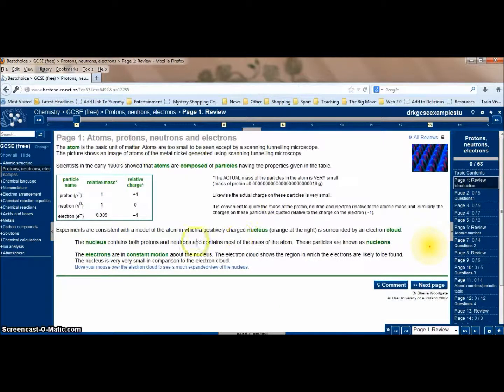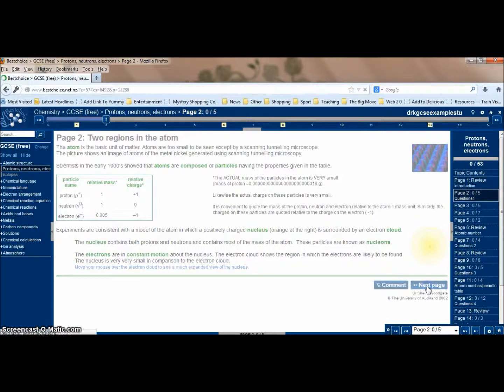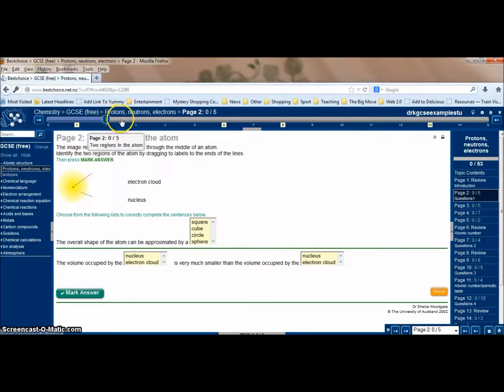They have what they call a review page here, which is a bit of information about atoms, protons, neutrons, and electrons, for instance. You can print that. If you select here, print current page, but all you've got to do really is read this page here. You'll notice this activity bar at the top here that shows you how far through this particular activity you've got. If we click next page, we can either click next page here, or we can drag this bar along the top. So page 2, regions in the atom.